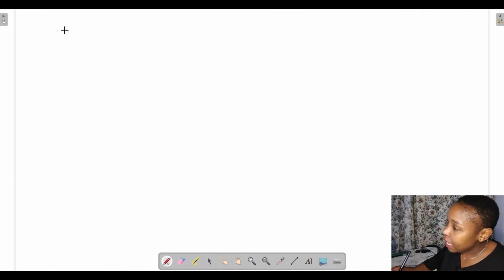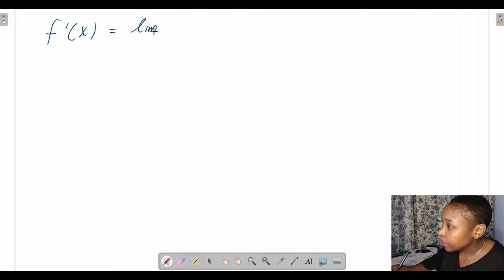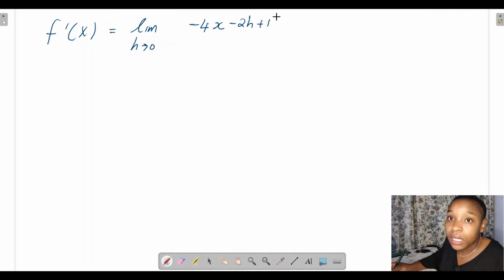So we basically have, okay, f prime of x is equal to the limit as h approaches 0 of negative 4x minus 2h plus 1. And like I said, where you see an h, we are going to substitute 0, right? Therefore, what is our final answer? It's going to be negative 4x, right?